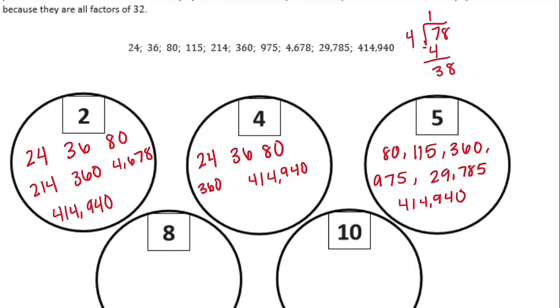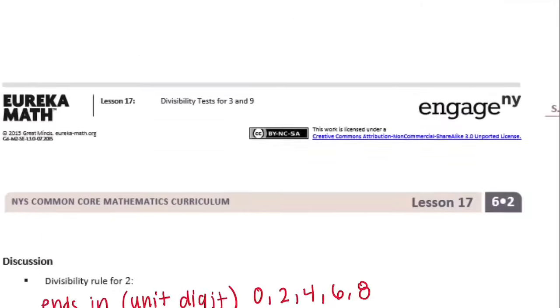Okay, 8, the divisibility rule for 8. If and only if the last 3 digits are divisible by 8. So this time we're looking at the last 3 digits and need to decide if that is divisible by 8.